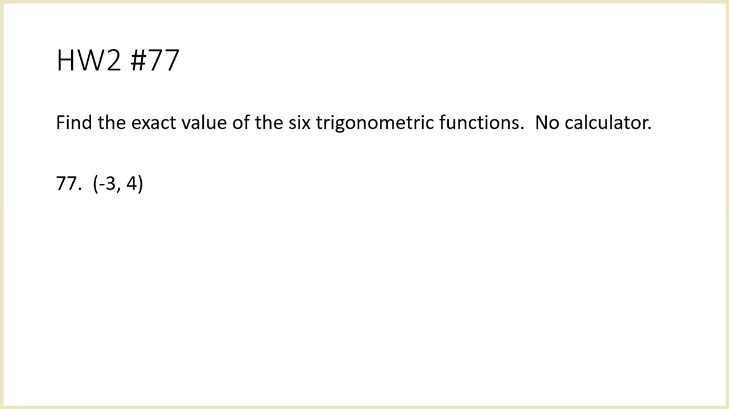So this is from the textbook, question number 77. But before you do anything, you have to figure out what quadrant we are in. Because this is not an angle per se, because we don't have this on our unit circle. There is no -3, 4. We don't have a cosine of -3 and a sine of 4. But what quadrant would we be in?